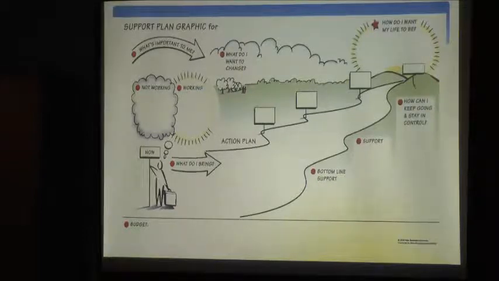At the start, we identify with what life is like now, what's working and what's not working, what's important to me in my life, what is it that I want to do, where do I want to be, what I want to change. And along that pathway to how I want my life to be are practical steps, action steps, which need to be taken in order to achieve the support planning outcomes.